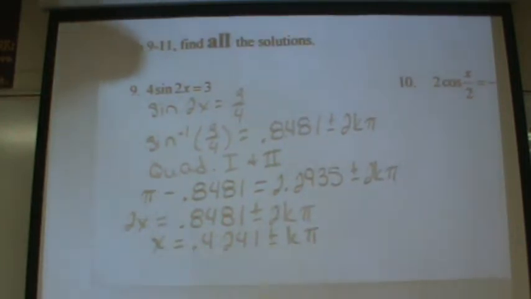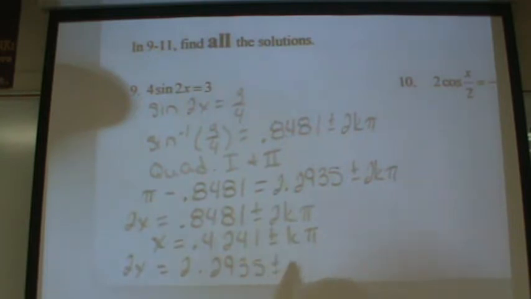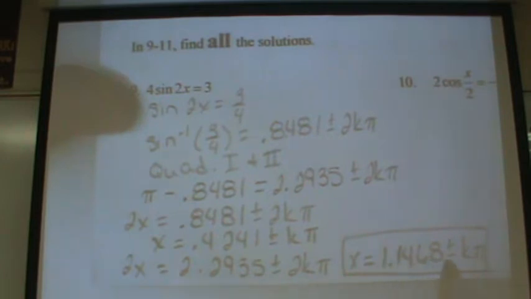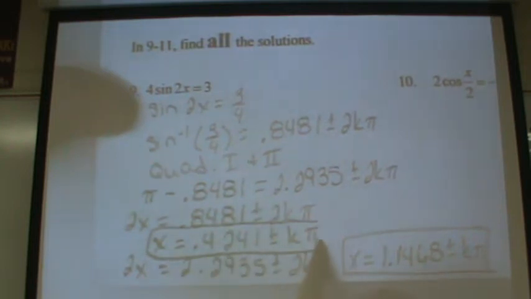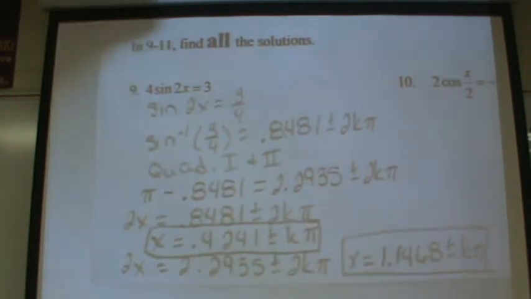And then our second value, we have 2x equals that 2.2935 plus or minus 2k pi. Dividing by 2, you get that x equals 1.1468 plus or minus k pi. So your two answers are 1.1468 plus or minus 2k pi and 0.4241 plus or minus k pi.